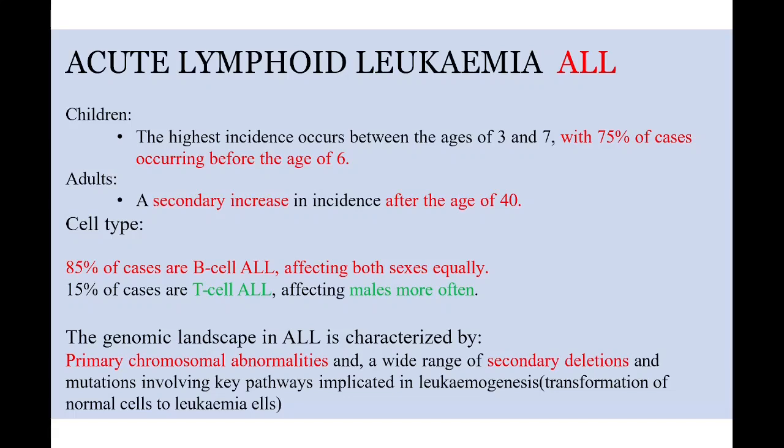85% of cases are B-cell ALL, affecting both sexes equally. 15% of cases are T-cell ALL, affecting males more often. The genomic classification in ALL is characterized by primary chromosomal abnormalities and secondary deletions and mutations, which are involved in leukemiogenesis. What is leukemiogenesis? The transformation of normal cells to leukemia cells.